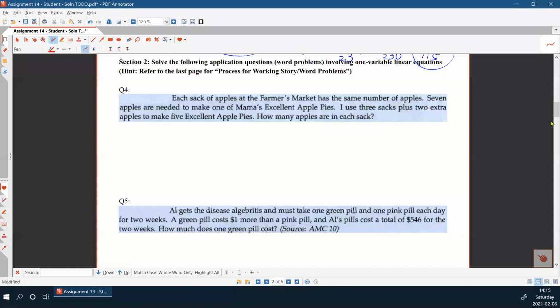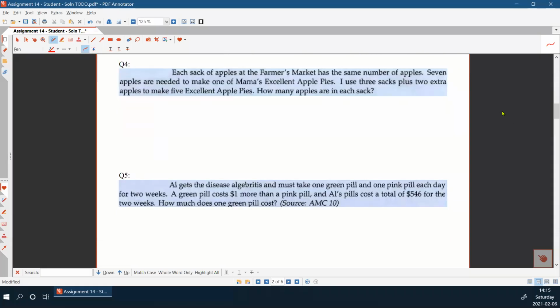Okay, let's start from question 4. Each sack of apples at the farmer's market has the same number of apples. 7 apples are needed to make one of Mama's excellent apple pies. I use 3 sacks plus 2 extra apples to make 5 excellent apple pies. How many apples are in each sack?